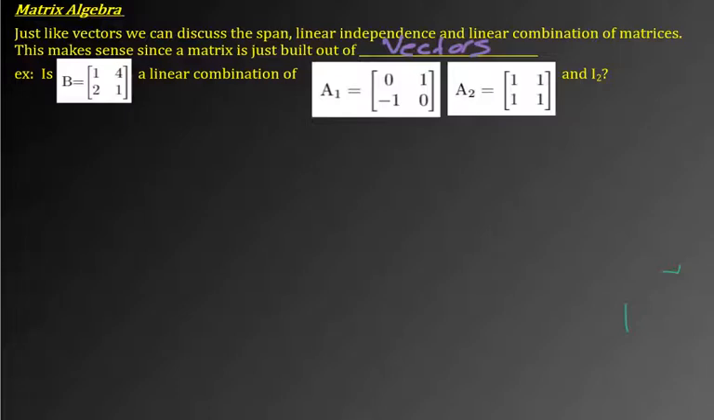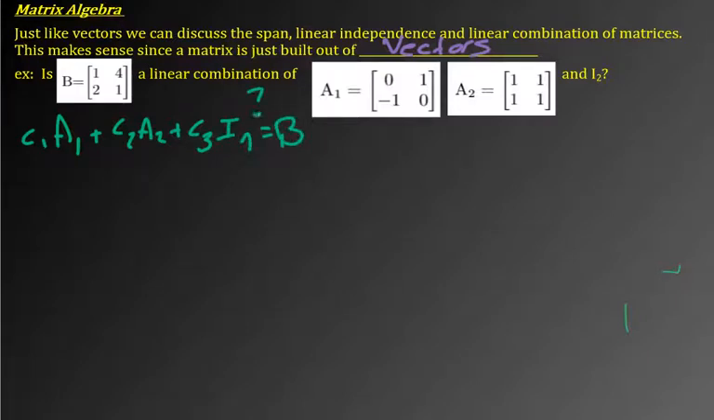So first question here, I'm going to use these matrices for a few problems. The question is, is this matrix B a linear combination of A1, A2, and I2, the 2x2 identity? In symbolic form, I'm asking: can you take some constant C1, multiply it by A1, add to that C2 times A2, add to that C3 times I2, and get B?